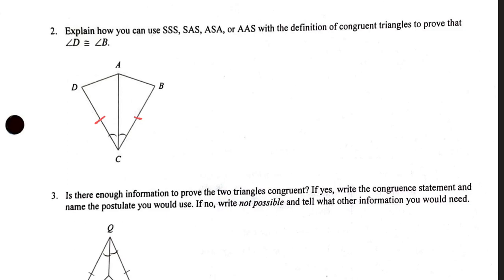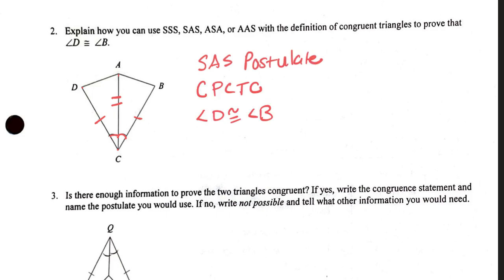And we know that angle DAC is congruent to angle ACB. And they share the same side. So both triangles are congruent because of the side, angle, side postulate. Because corresponding parts of congruent triangles are congruent, we can say angle D is congruent to angle B.